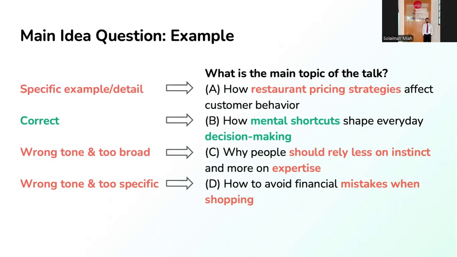It's also too general, because it's about instinct versus expertise. The actual talk was more specifically about cognitive biases, not general instinct. And the final answer choice is a bit similar to the first in that it's too specific. The talk isn't just about shopping, even if shopping is discussed. Only the correct answer captures the broad theme that mental shortcuts, or cognitive biases, influence the decisions people make.